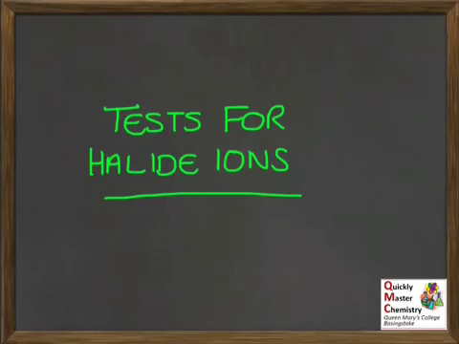This presentation looks at the tests used to determine which halide ion is present in a solution known to contain one of the halide ions. By the end of the presentation, you ought to know what substance is used for the test. You ought to know how to interpret the results of the tests, the different possibilities. You ought to be able to write ionic equations for the reactions involved in those tests.